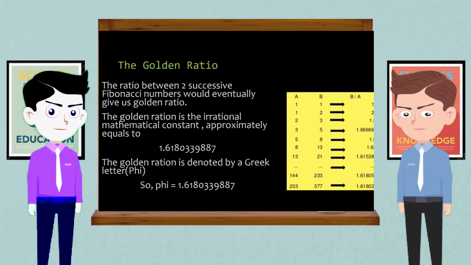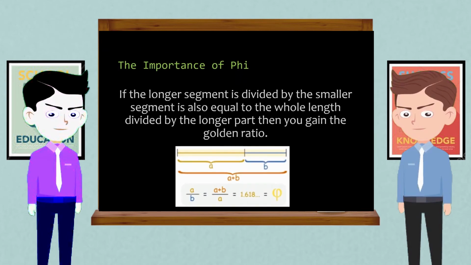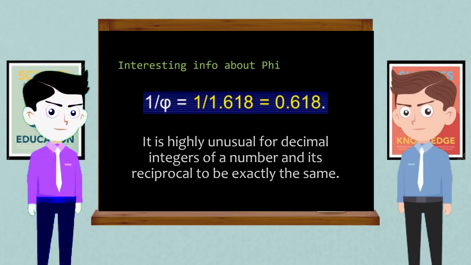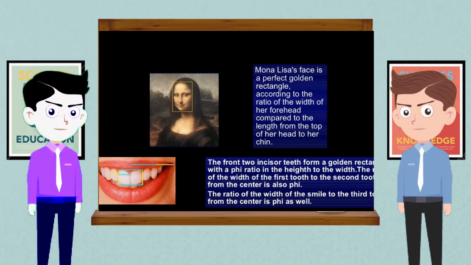The ratio between two successive Fibonacci numbers would eventually give us the golden ratio. If the longer segment divided by the smaller segment is also equal to the whole length divided by the longer part, then you gain a golden ratio. It is highly unusual for the decimal digits of a number and its reciprocal to be exactly the same. Mona Lisa's face is a perfect golden rectangle. The front two incisor teeth form a golden rectangle with a phi ratio in the height to the width.